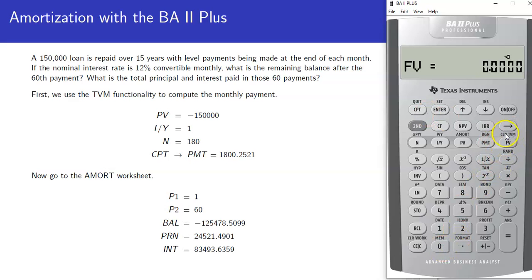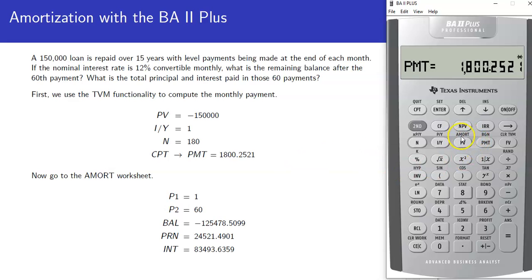I already cleared out the time value of money buttons before I started, but to be safe, I could put a 0 in there. And let's go ahead and compute the payment. And we see that our payment is $1,800.25, roughly.